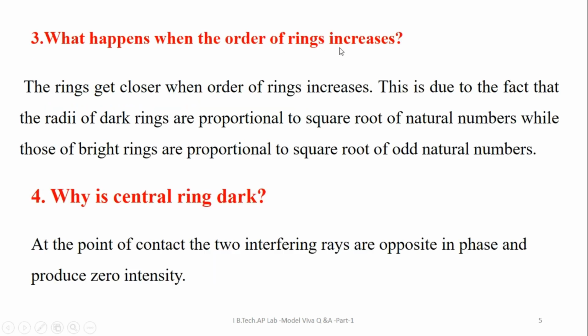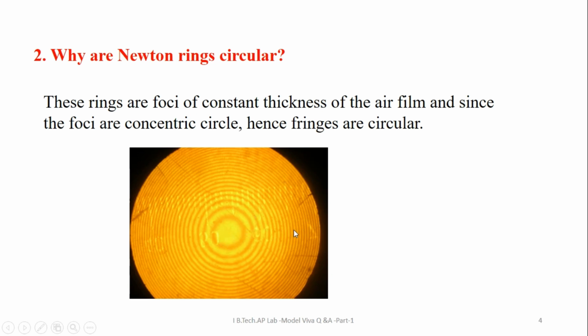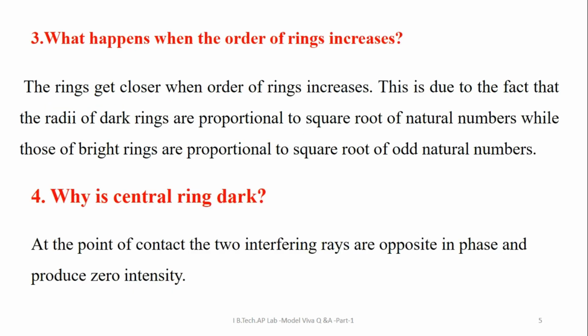What happens when the order of rings increases? Whenever we go away from the center, that is, as the order of the ring increases, the rings get closer. Why is the central ring dark? At the point of contact of the plano-convex lens, the two interfering rays are opposite in phase and produce zero intensity.